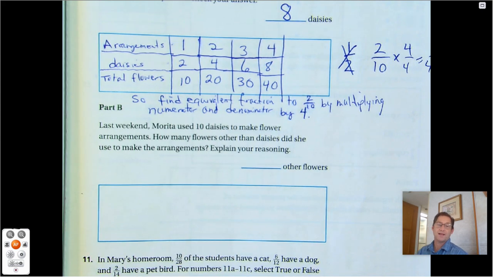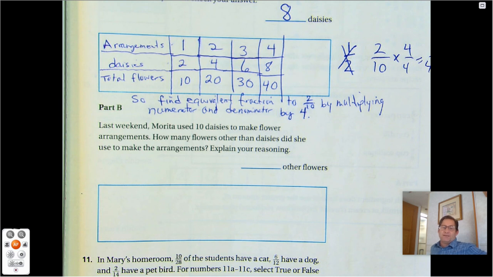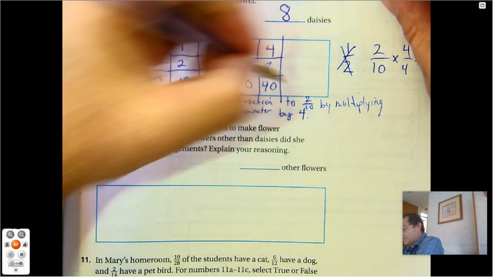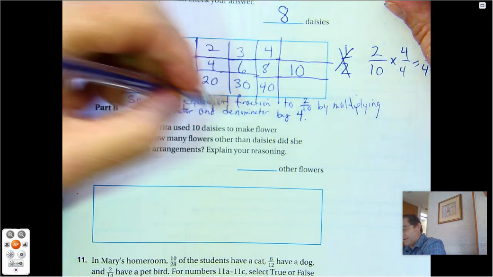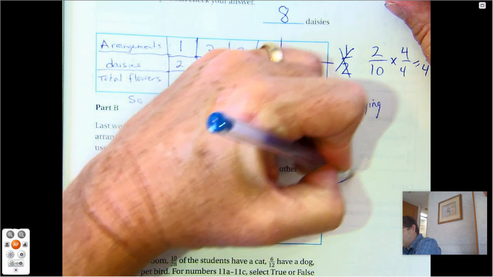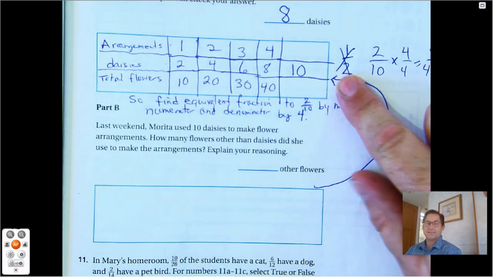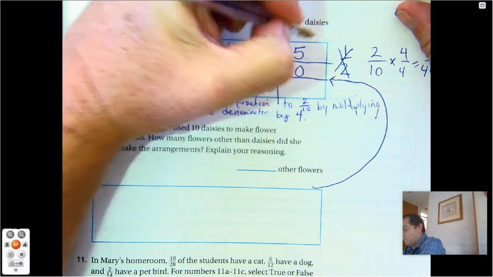Last weekend, Marita used 10 daisies to make flower arrangements. How many flowers other than daisies did she use to make the arrangements? Okay, so let's extend our table out here. And I'm just going to draw an arrow from this box to this to show that I'm making one more arrangement.